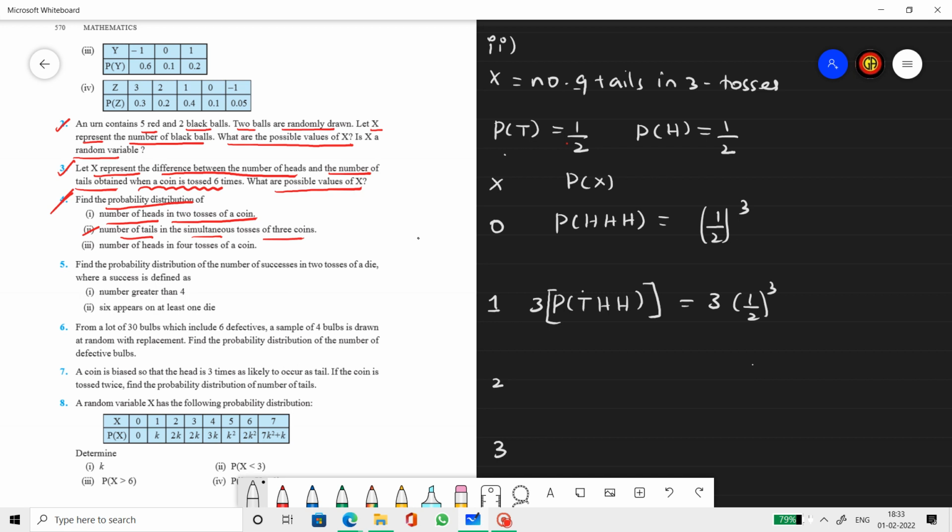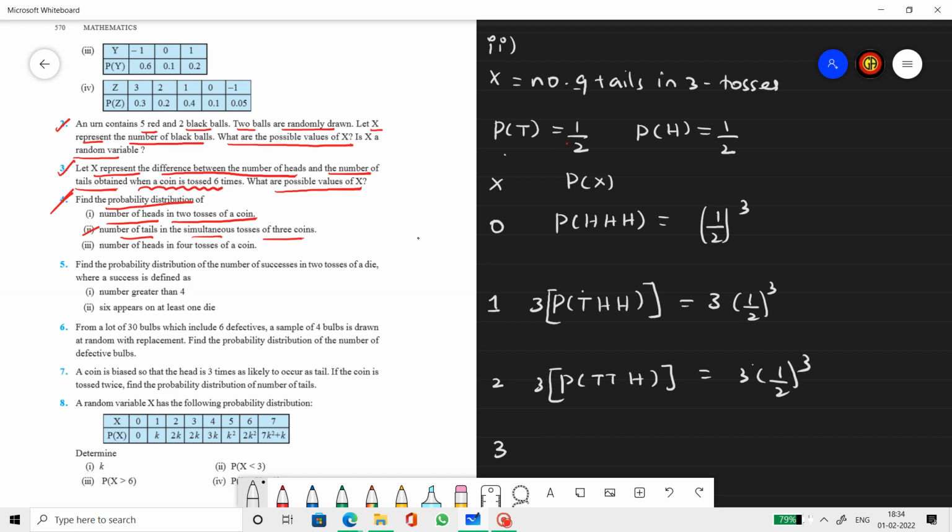When X equals 2, that means I'm getting 2 tails and 1 head. Well, if you want to know, put all the different arrangements. There also you get 3 events. There will be 3 outcomes in which we get 2 tails. So 3 again, which is also 3 times 1 by 2 the whole cube.